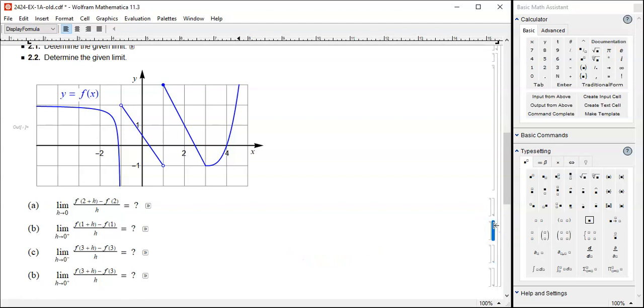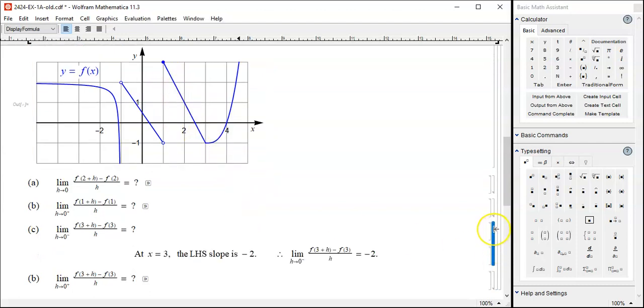Now, a couple more questions here. 3 plus h, 3, so x equal to 3. So we are looking at this point here, x equal to 3 right here. And then h is going to 0 minus, that's left-hand side, 0 plus, that's going to be right-hand side, all right? We have 0 minus, so left-hand side slope, 0 plus, right-hand side slope. So right here, from this point, where my mouse is, left-hand side slope, slope of this line segment again. What is it? It's -2.